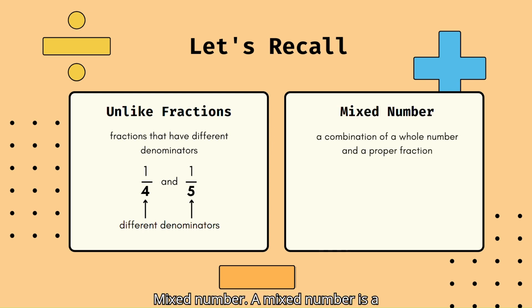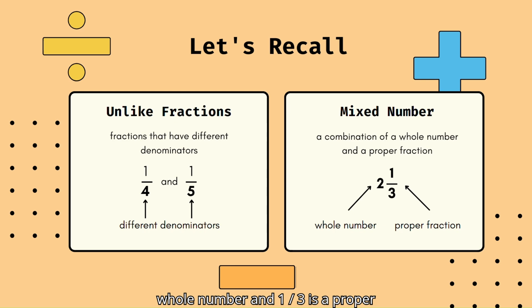Mixed number. A mixed number is a combination of a whole number and a proper fraction. For example, 2 whole 1 over 3. 2 is a whole number and 1 over 3 is a proper fraction.